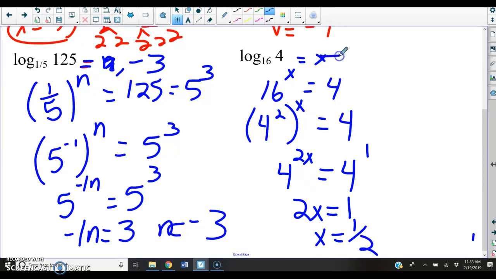Now, does that make sense to you? 16 to the 1/2 simply means the square root of 16, and yeah, that's 4. I've got it. So I'm able to evaluate if I rewrite them as the same base.